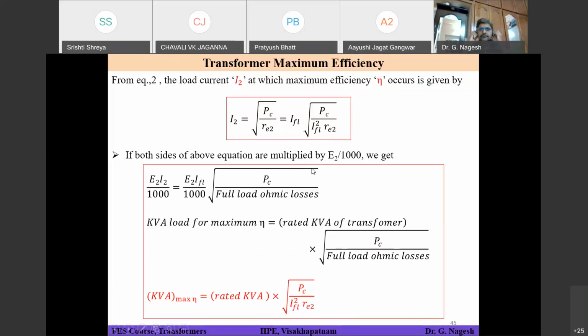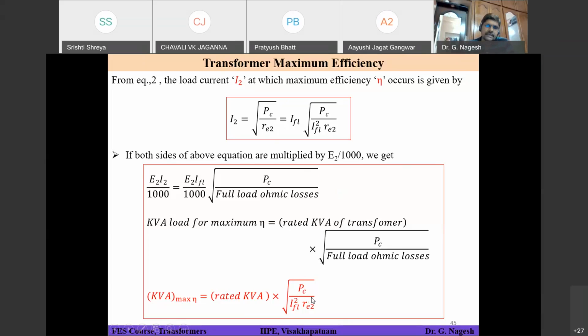Okay, so yesterday we discussed transformer efficiency, how to calculate it, and the condition for maximum efficiency. We also saw the kVA corresponding to maximum efficiency, and the secondary current corresponding to maximum efficiency, by these two equations.